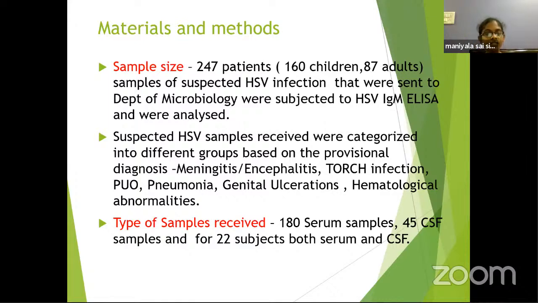Coming to materials and methods, the sample size is 247 patients, of which 160 are children and 87 are adults. These 247 patient samples of suspected HSV infections that were sent to the microbiology lab were subjected to HSV IgM ELISA and they were analyzed.